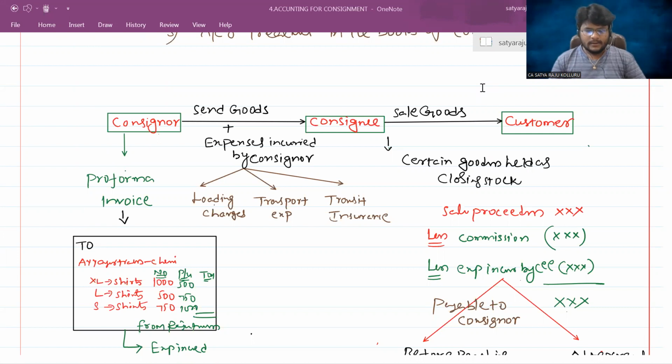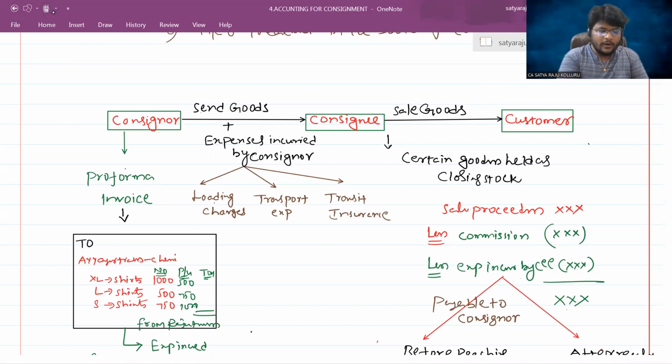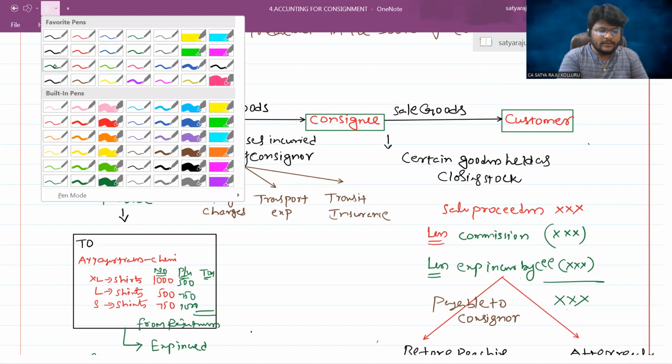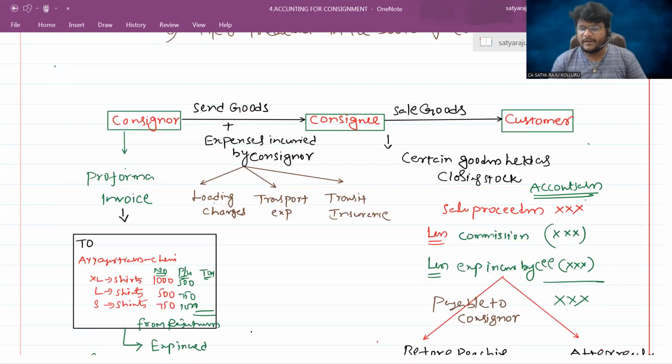Come back. Now, the consignee ultimately hands over the net sale proceeds to the consignor, right? At that point of time, the consignee will prepare one document, which is technically known as account sales. Sir, in account sales, which information will be displayed by the consignee? What are the total gross sales made by me, the commission related to such sales, the expenses incurred by me, and the net amount payable to the consignor?